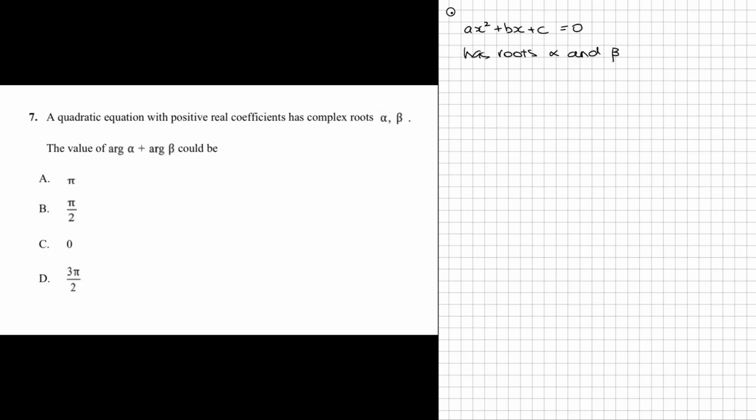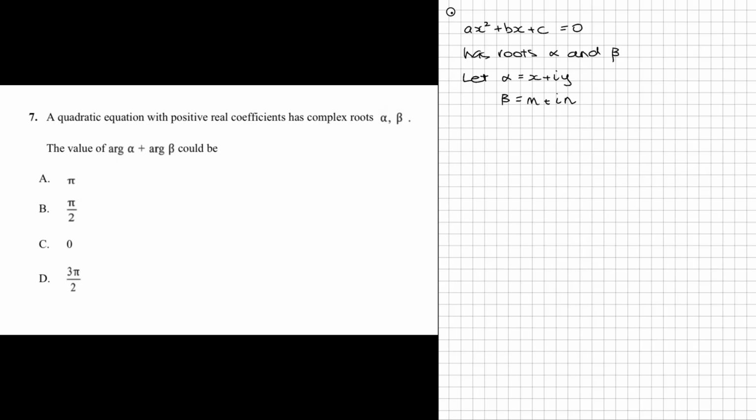So maybe what I'll do is let alpha be equal to x plus iy, where x and y are real numbers and i is the imaginary number. And let's let beta equal m plus in. Again, m and n would be real here, and we've got i as the imaginary number.